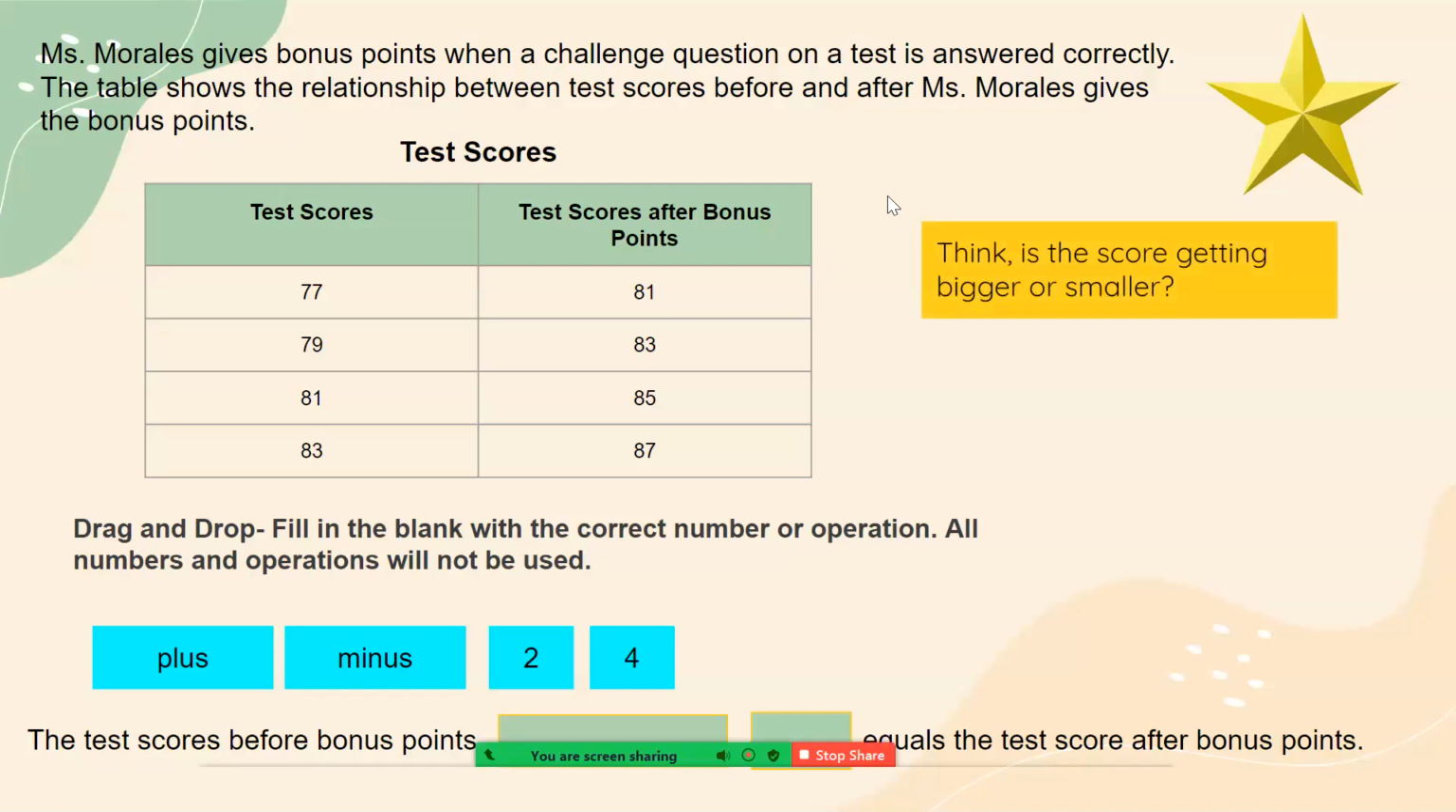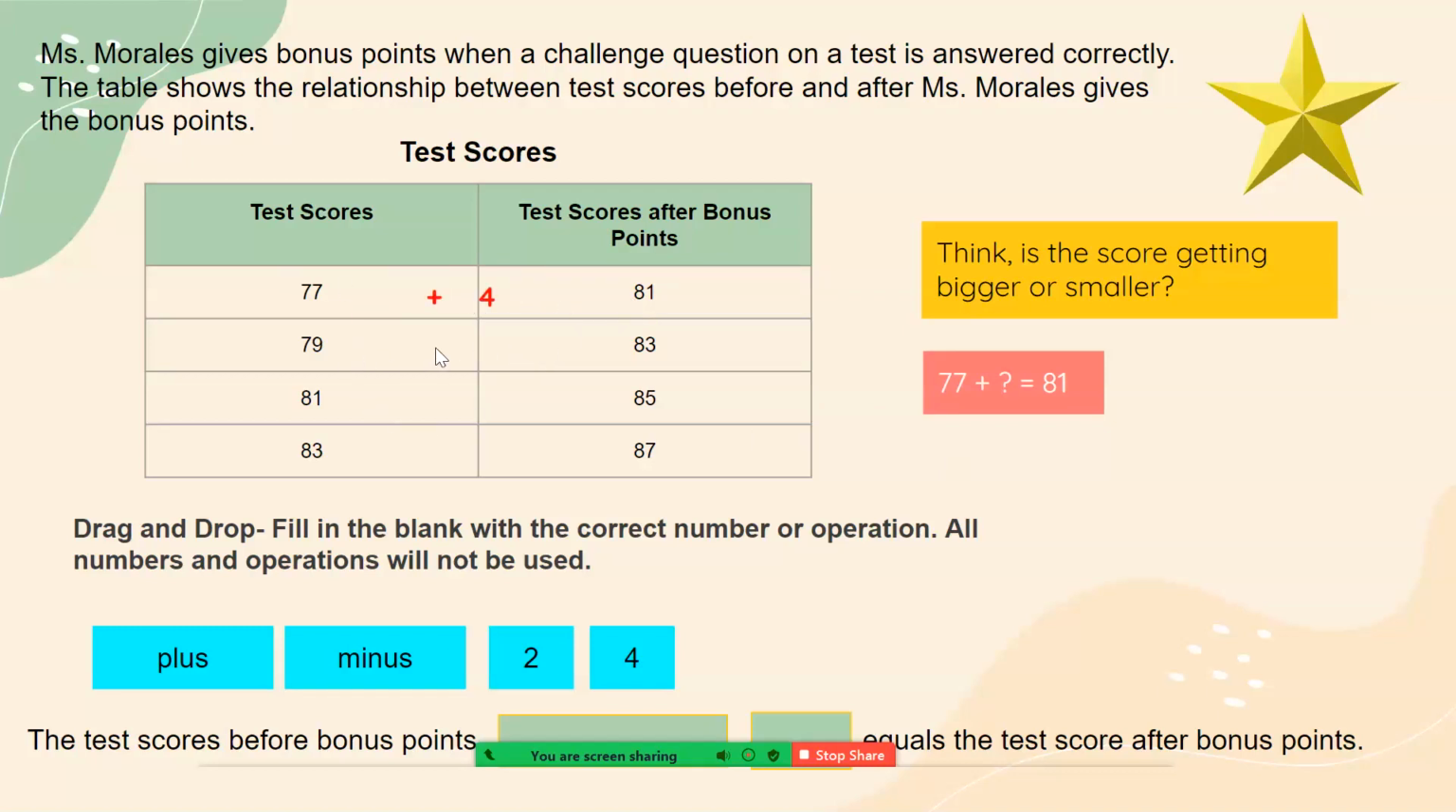Think, is the score getting bigger or smaller? And then think, 77 plus what gives us 81? Well, luckily, this one's really easy because we can just count up on our fingers. We can say 78, 79, 80, 81. That's counting up 4, right? But if it's bigger numbers, we can always take the big number and subtract to find out how many we went up to get here, right? So 77 plus 4 is 81.